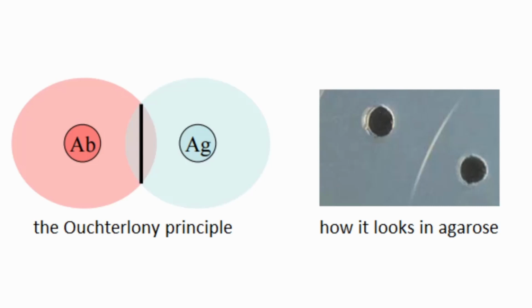So there's a picture of that to the right. It says how it looks in agarose. Agarose is a sugar, that jello type material. And those two black circles are those wells. So they're just holes cut into the bottom of the dish where this test takes place.